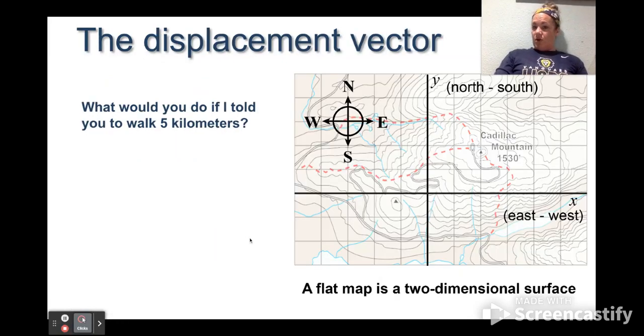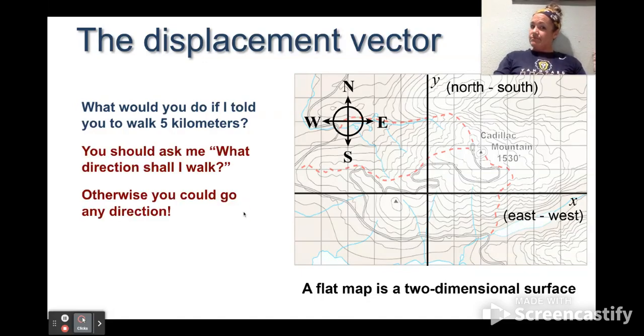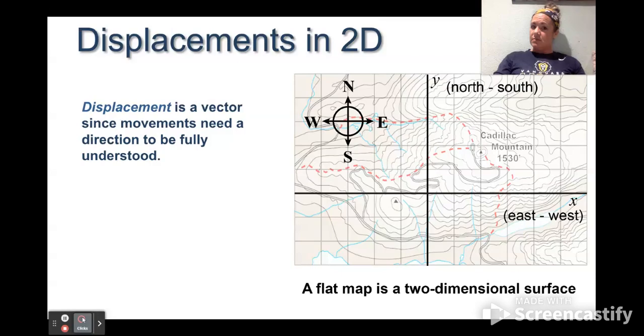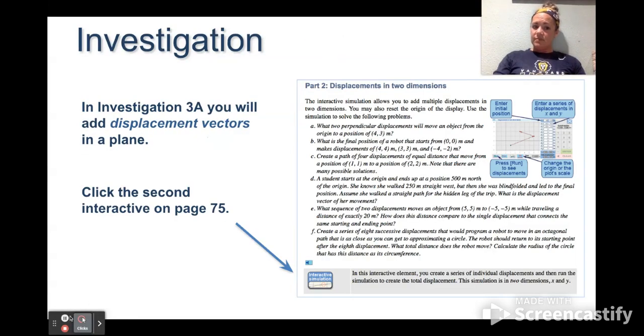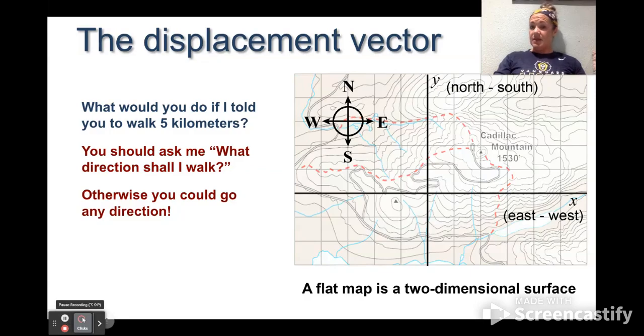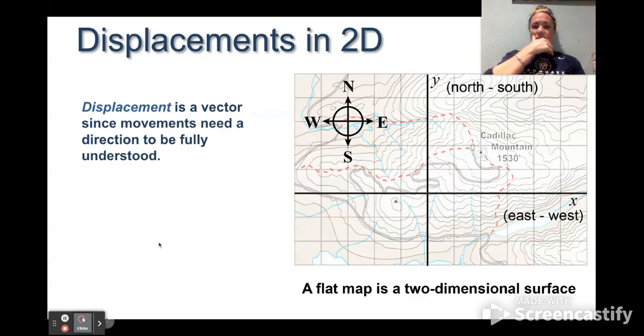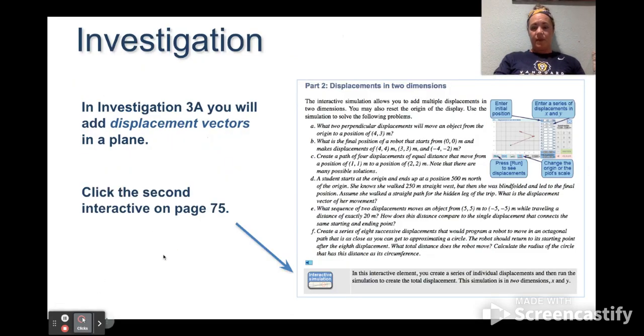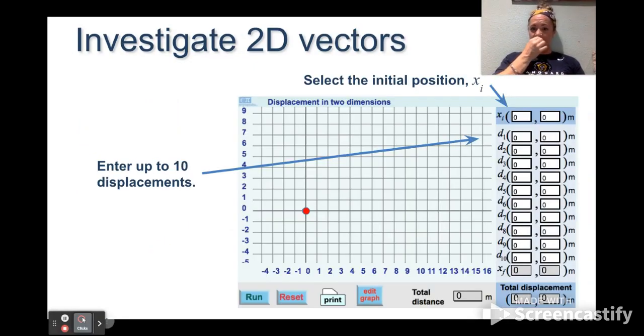What would you do if you were told to walk 5 kilometers? Which direction should I walk? I guess we'll say, starting at the origin, which way should I go? Displacement is a vector since movements need a direction to be fully understood. In investigation 3A, you will add displacement vectors in a plane. And you see these are all of the coordinates. So you add up all these 10 displacements.